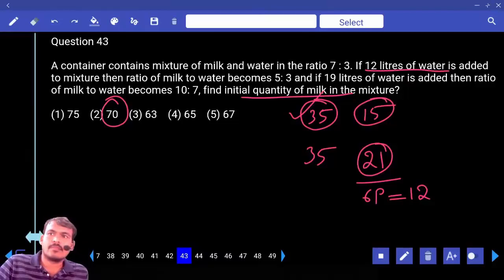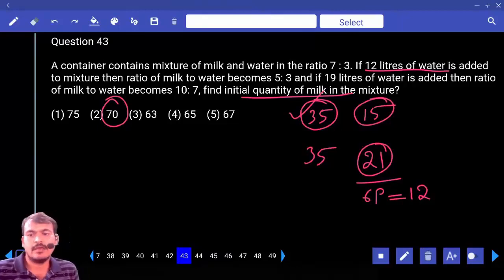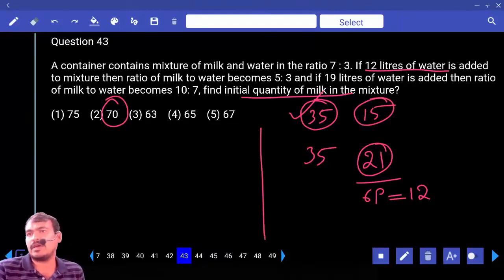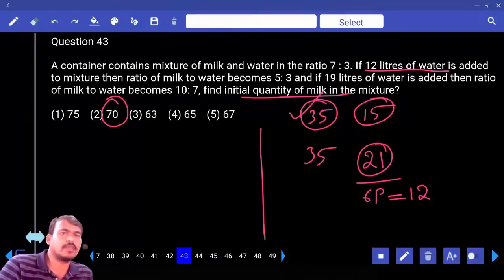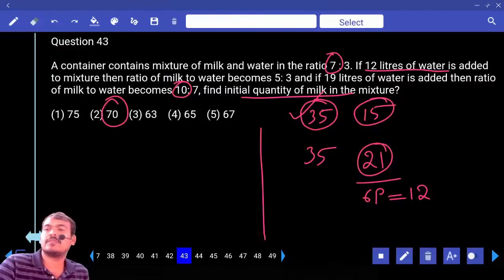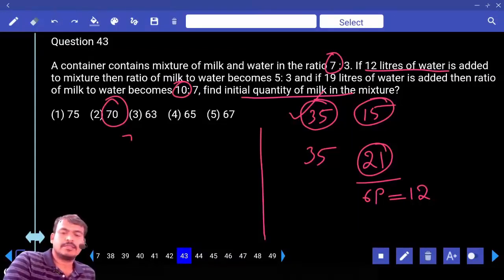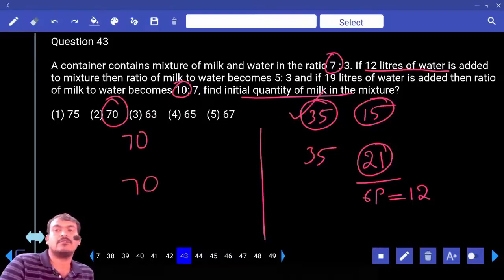70. What is the 1 part value? 2. We require how many parts? 35 parts. If you take the second one also, will we get the same answer or a different answer? Same answer. What is the second one's milk parts? 10 parts. First one 7 parts. LCM is 70 or not? One is 70, second one also 70 or not?